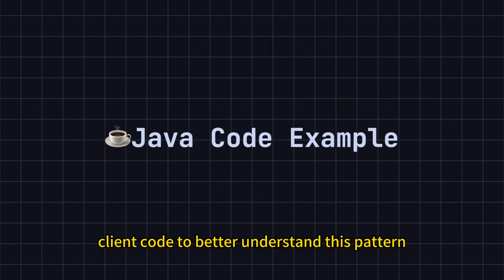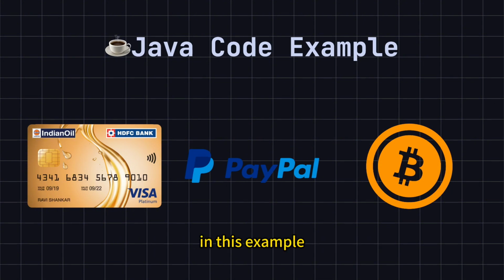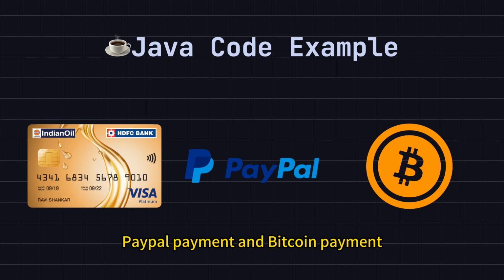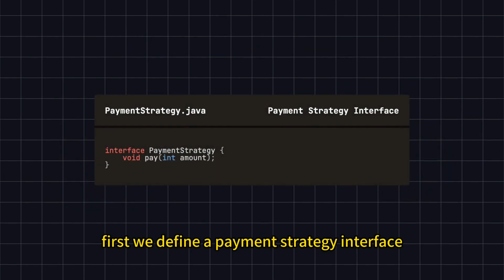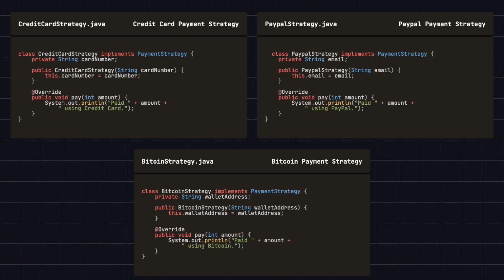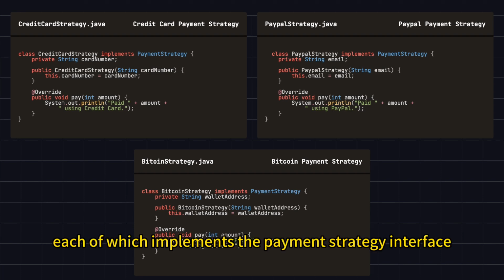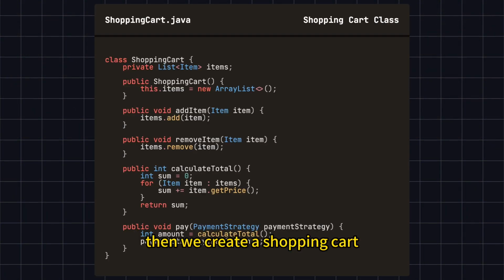To better understand this pattern, let's implement it in Java using a simple payment system example. In this example, we have several different payment methods, such as credit card payment, PayPal payment, and Bitcoin payment. First, we define a PaymentStrategy interface, which includes a pay method to execute the payment operation. Next, we implement different payment method classes, each of which implements the PaymentStrategy interface and defines the specific payment logic.